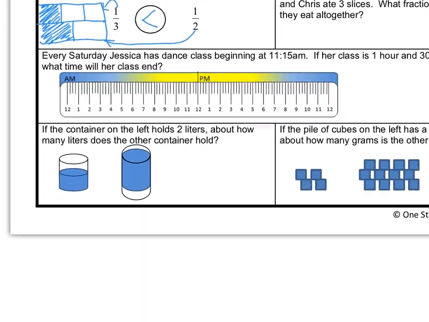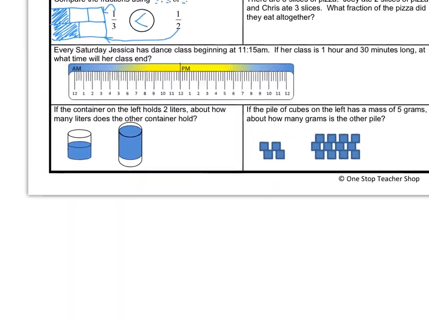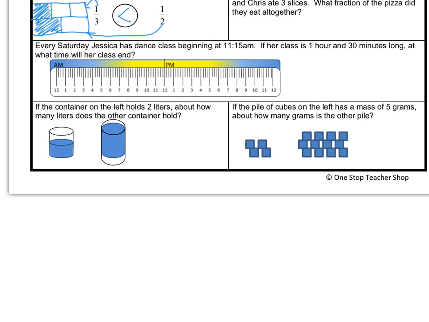Let's take a look at this elapsed time ruler. All right, every Saturday, Jessica has a dance class beginning at 11:15 a.m. That would put us right here on the first notch. If her class is 1 hour and 30 minutes long, at what time will her class end? So we need to take a whole hour jump. That means we're going to go one notch past the 12, just like we are right here. One notch past the 12.